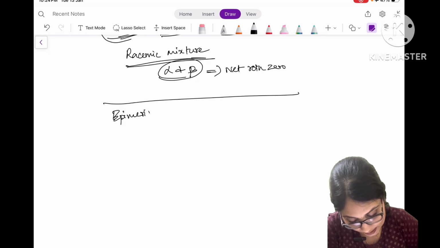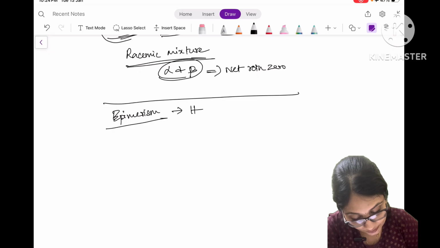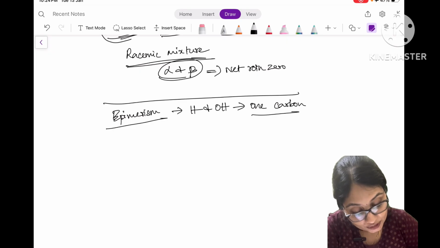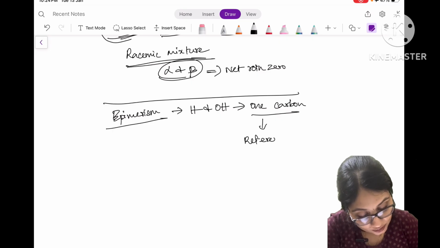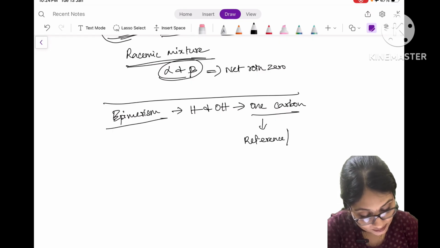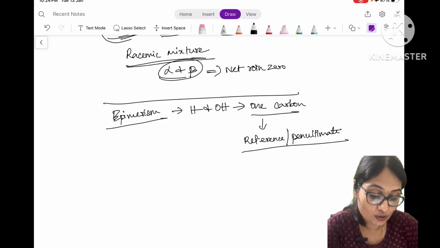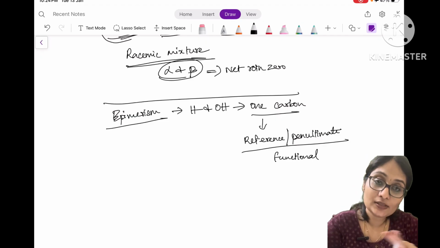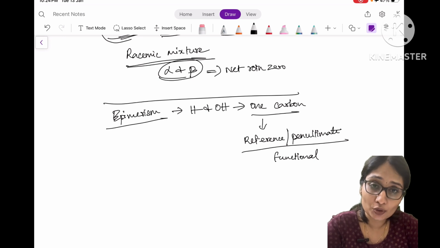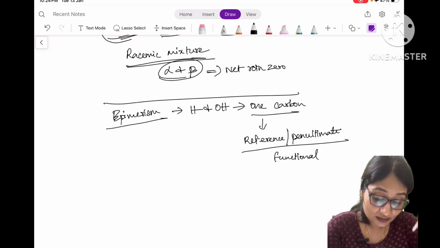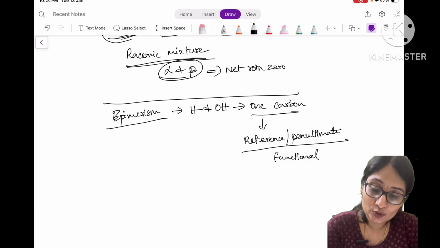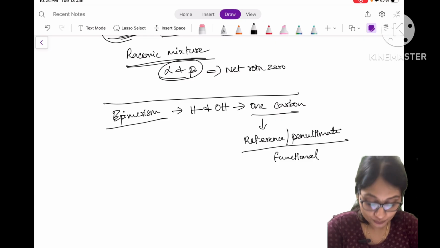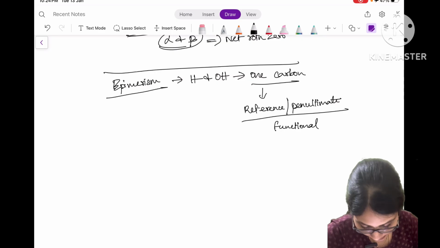So epimerism is the difference in orientation of H and OH with regard to one carbon, and that carbon shouldn't be your reference carbon or penultimate carbon. Basically it shouldn't be your penultimate carbon or your functional group. So if there is a difference in the orientation of H and OH between two molecules, and that difference is not in the reference carbon, the penultimate carbon, nor the functional group. Okay, so let me draw glucose again.